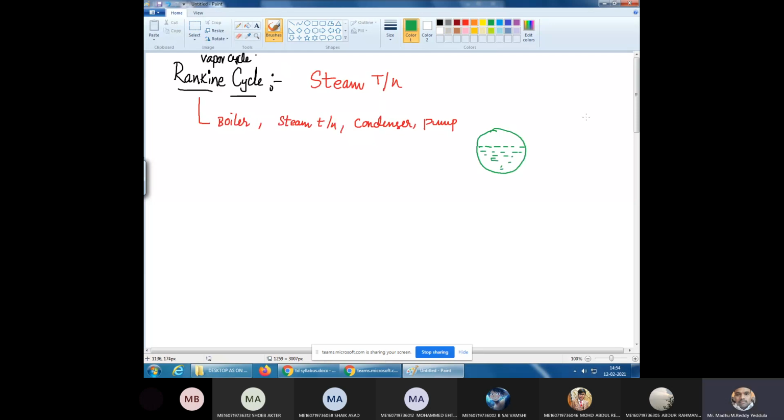Boiler. Turbine. Turbine means the area should increase from inlet to outlet because it is the expansion device. Then from here, the steam will be discharged to the condenser.